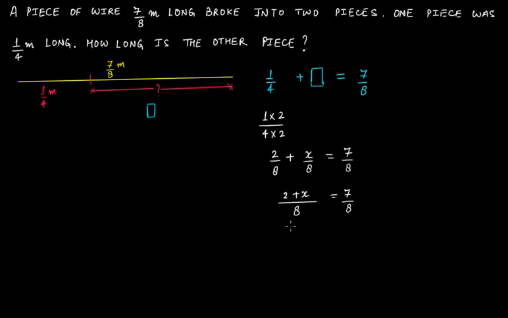So if it is 2, and if I add 5 to it, then this will become 7 over 8, right? So x should be equal to 5. Therefore, if x is equal to 5, what will this fraction be? This fraction will be 5 over 8, because we found x as 5. Therefore, if I put 5 here, we'll get the fraction as 5 over 8.